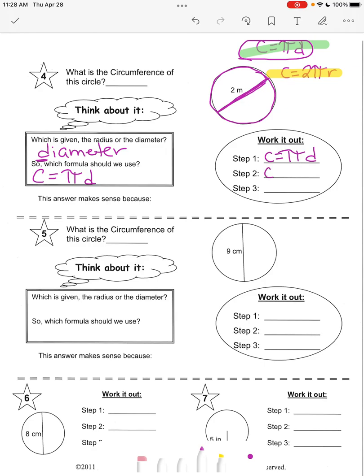Step number 2, go ahead and put in your numbers. So 3.14 goes in for pi, 2 goes in for our diameter. 3.14 times 2 is 6.28, and the measurement on that is meters. Okay, and then why does this make sense? It makes sense because 3 times 2 is 6, and 6 is slightly smaller than 6.28 meters.